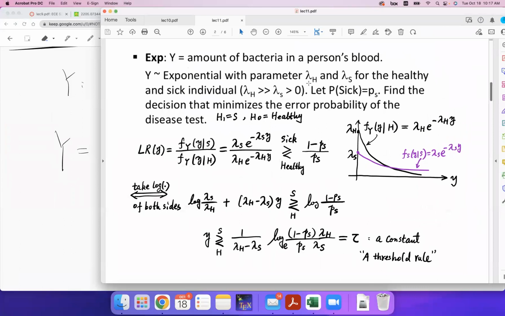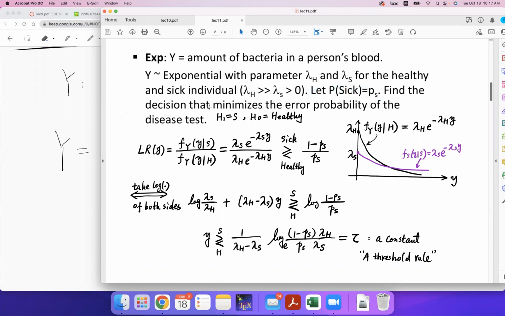And let's assume that the probability that a person gets sick is PS. This can be estimated by collecting some information from a large group of people. Just count how many sick people there are within, for example, 1 million people. Then we can get this prior information. So let's assume we know this prior information. Given this, find the decision that minimizes the error probability of the disease test.